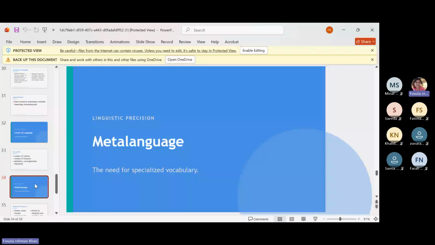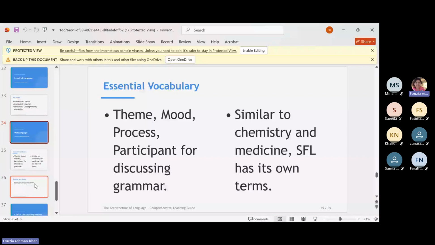Now, talking about the metalanguage, we talked about metafunctions. We are talking about metalanguage now. These are some of the vocabulary terms. As I told you, we will be using this book in order to learn the terms that we use in SFL, right? So there are some terms that we are going to learn. One is theme, mood, process, participants.